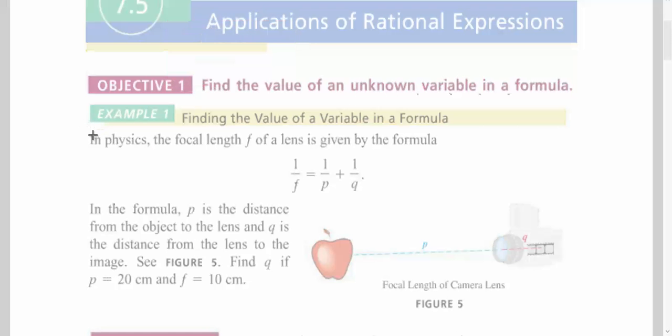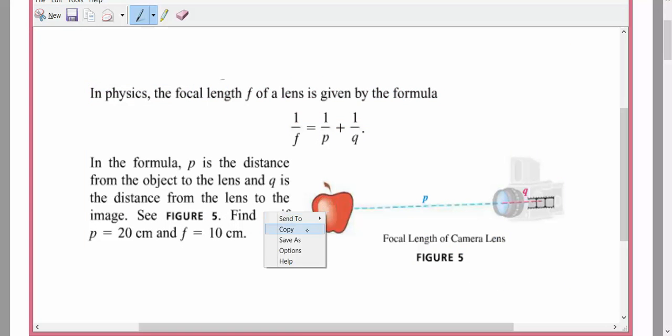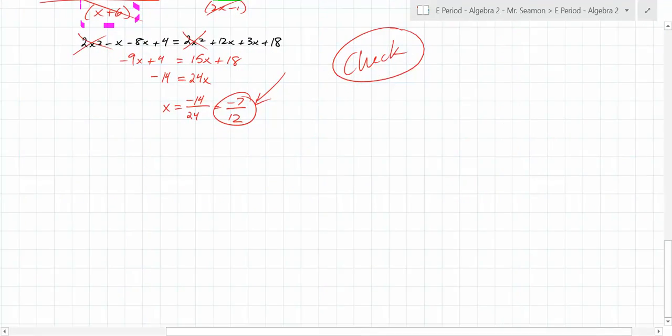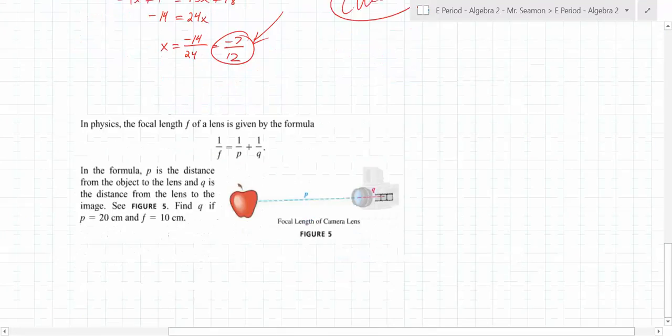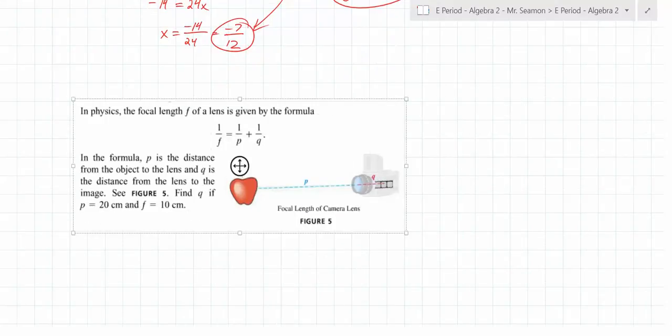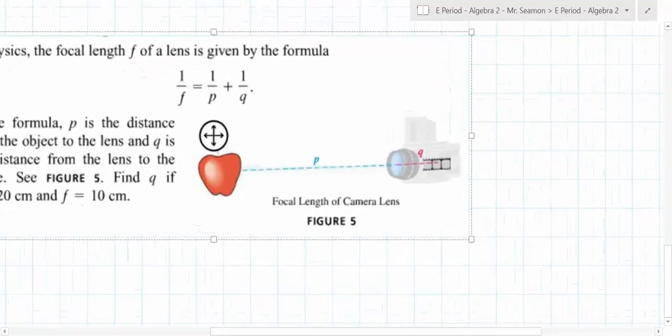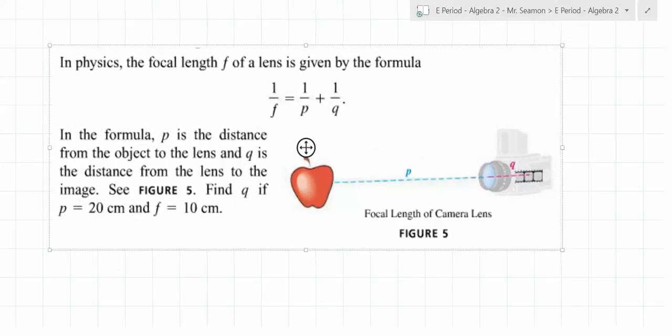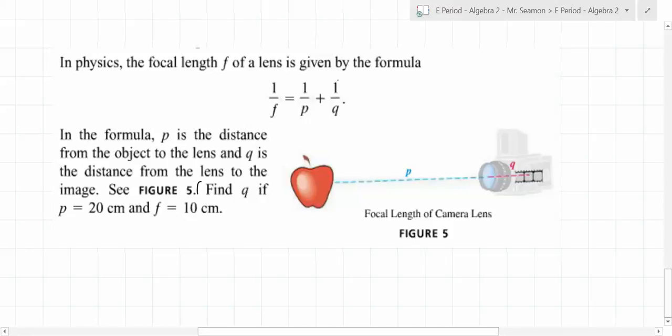Okay, this one gives you a function from the land of physics. It talks about the focal length f of a lens, and it says in the formula P is the distance from the object to the lens, and Q is the distance from the lens to the image. It says find Q if P is equal to 20 and F is equal to 10. So you have your formula, and they want you to find Q.